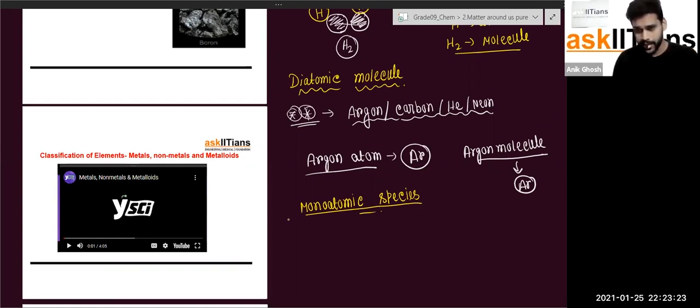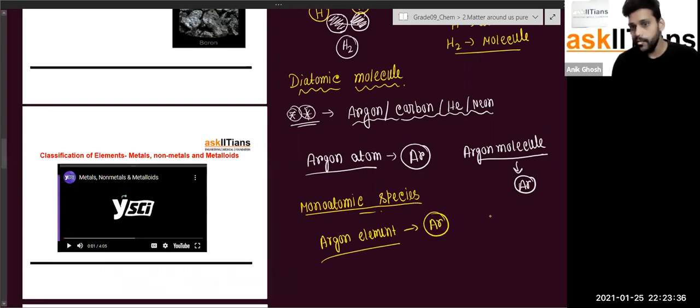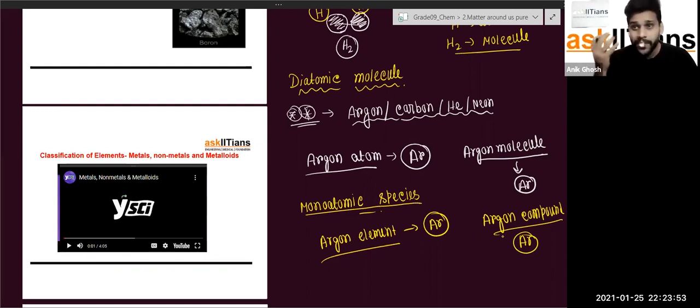If I ask you now, what do you understand by the word argon element? You know it already. Argon atom and argon element would have the same formula. But what can be the formula of argon compound? That would also be Ar only. So argon molecule, argon atom, argon compound, argon element, all of them have the same formula. That was the beauty of it. For that reason, sometimes you may get confused. So for monoatomic species, there is no such difference between molecule, atom, compound, or element. All of them would look the same to you.